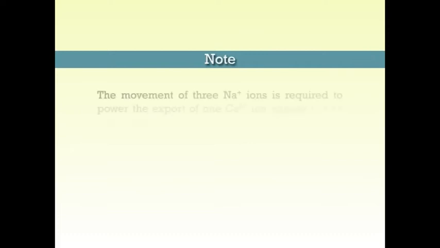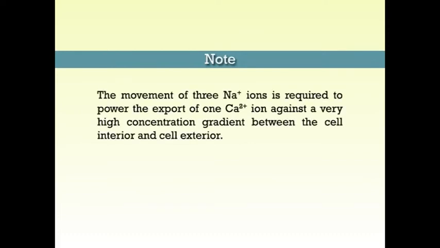Now note that the movement of 3 sodium ions is required to power the export of 1 calcium ion against a very high electrochemical gradient between the cell interior and the cell exterior. The operation of the sodium-calcium antiporter lowers the cytosolic concentration of calcium ions and reduces the strength of heart muscle contraction. The sodium-potassium ATPase in the plasma membrane of cardiac cells, as in other body cells, creates a sodium concentration gradient used to power the export of calcium ions.